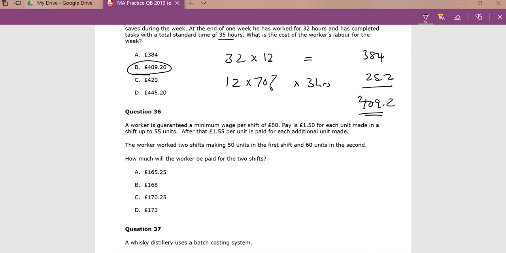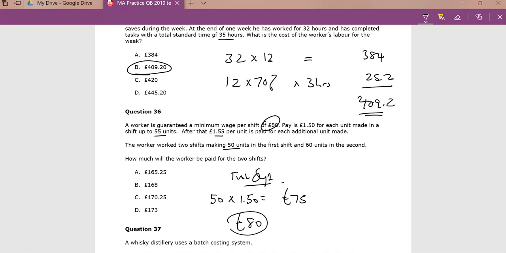Here it says that we have a worker who's guaranteed a minimum wage of £80, and that's fine. And pay is £1.50 made in shifts of up to 55 units, and after that £1.55 for every extra unit. So you're just really working with the numbers. He does 50 units in the first shift. They want to know what's going on with 2 shifts. So first shift, he does 50 units. So technically he does 50 times £1.50, and that's £75. But we know that he's guaranteed 80, so we can award him £80 for the first shift.